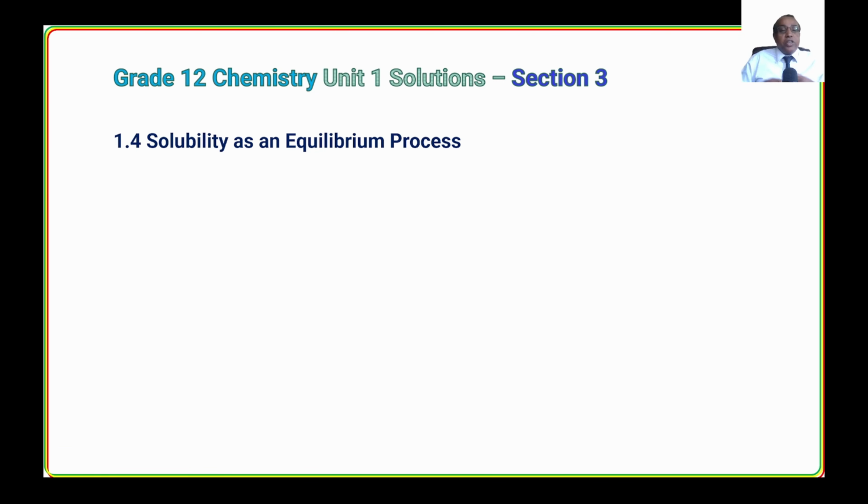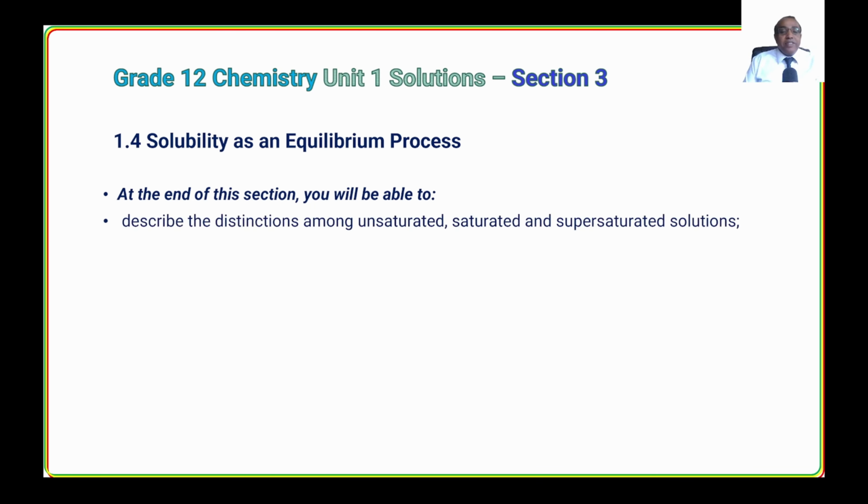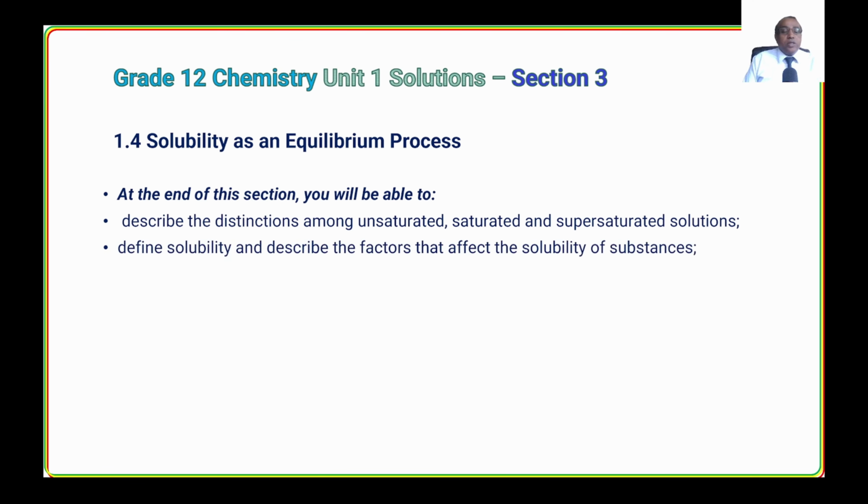This is section 3. In this section we are going to see solubility as an equilibrium process. Let's see the objectives. At the end of this section you'll be able to describe the distinctions among unsaturated, saturated and supersaturated solutions. The second objective is to define solubility and describe the factors that affect the solubility of substances.